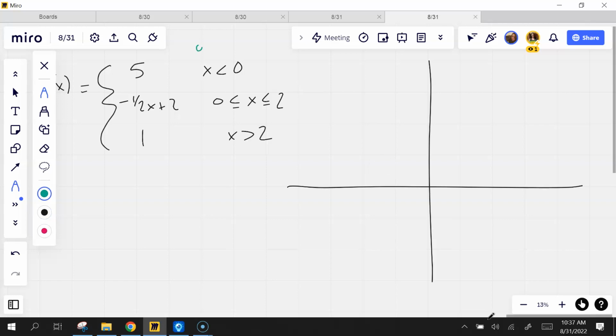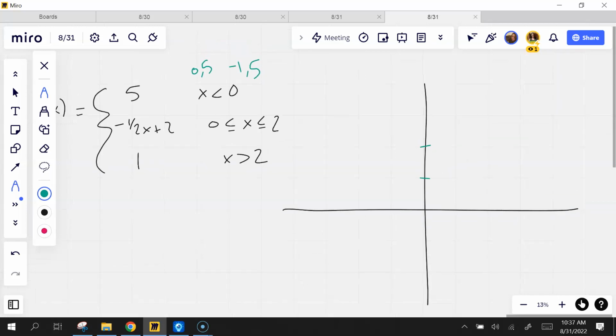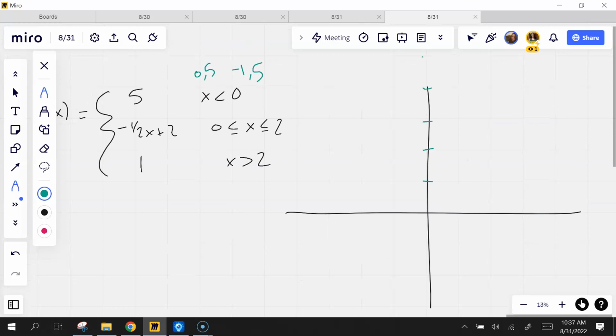For this one, if x is 0, what is y? 5. Pick one smaller than, so maybe negative 1, and y is still going to be 5. So 0, 5, open dot, negative 1, 5. So this piece goes this way.